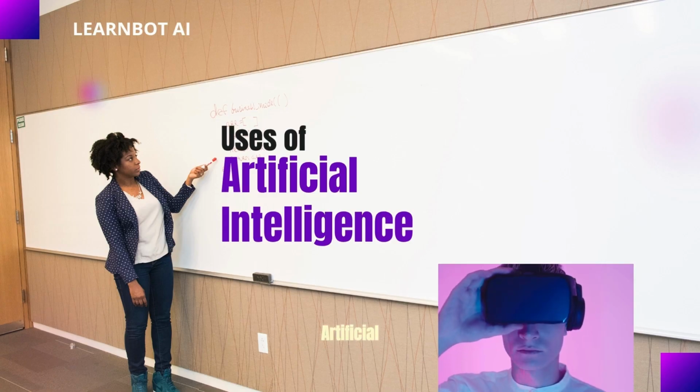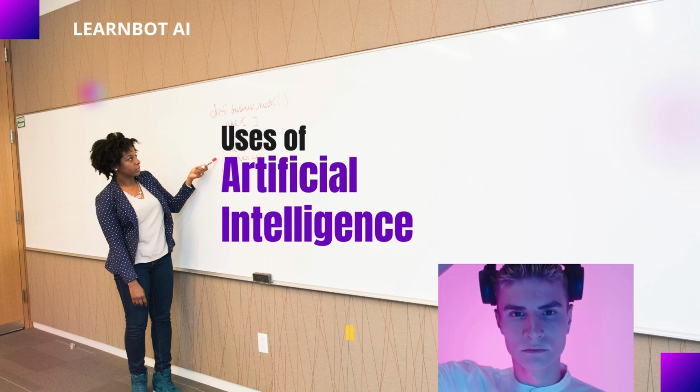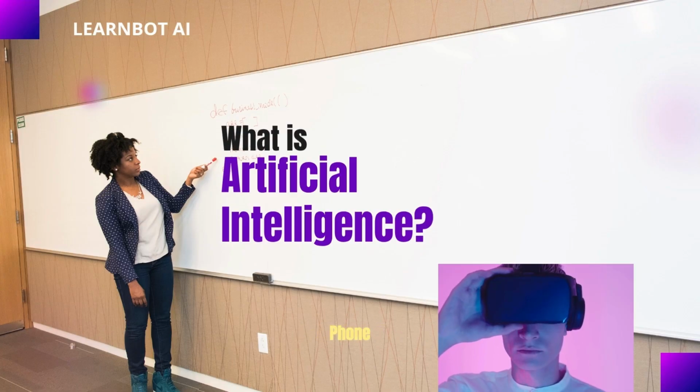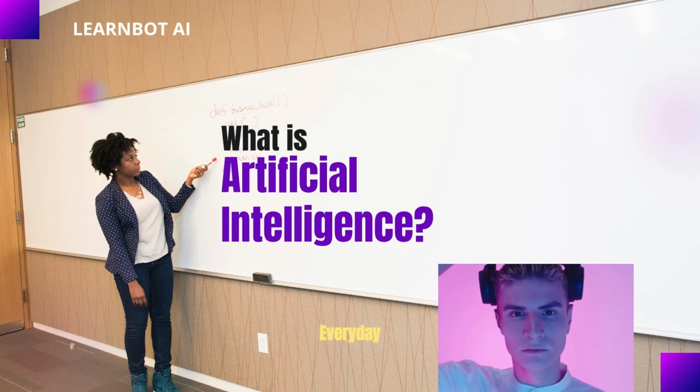AI stands for artificial intelligence. It means machines or computers that behave smart, like humans. AI helps with things like typing, searching, recommending videos, and even unlocking your phone. You use AI every day, even if you didn't realize it before.